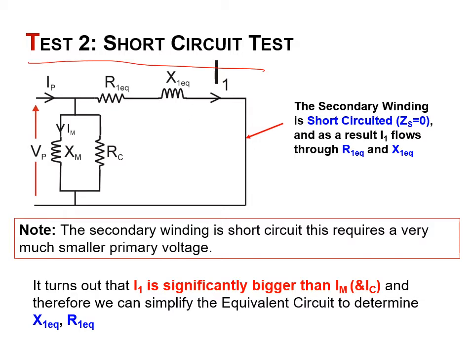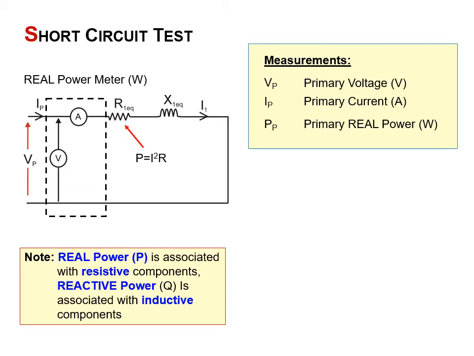We can do this with the short circuit test. Why can we do that? Because this I1 is much greater than the current that flows through here. I call that I2, so I can say I1 is much greater than I2. Okay? Because of that, I can modify the equivalent circuit to this.